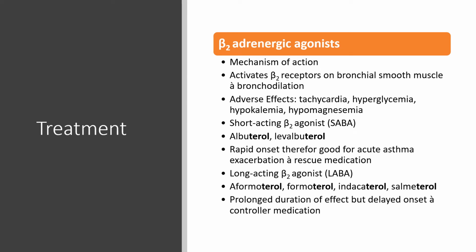Okay, so let's go into the mechanism of action a little bit in more detail. Okay, so we've got our beta adrenergic agonists. It activates beta receptors on the bronchial smooth muscle, and it can cause tachycardia, hyperglycemia, hypokalemia, hypomagnesemia. Most common names, it has a rapid onset, and then long-acting, we have the formoterol, and then all of those alls. Prolonged duration of effect, but a delayed onset controller medication.